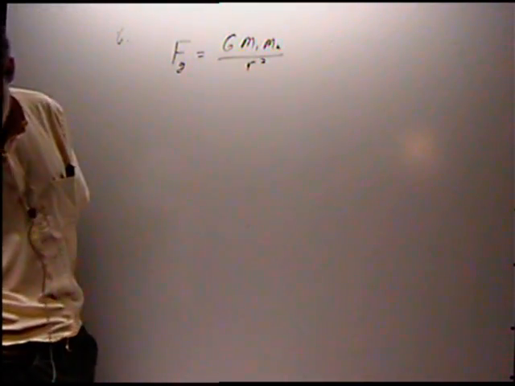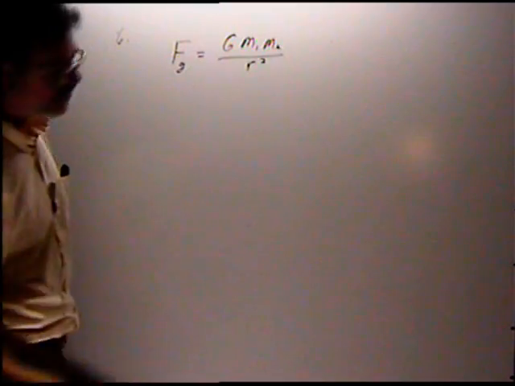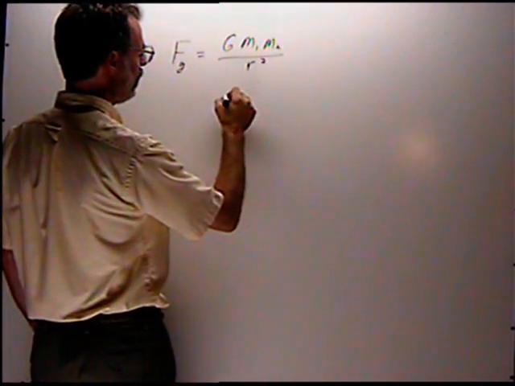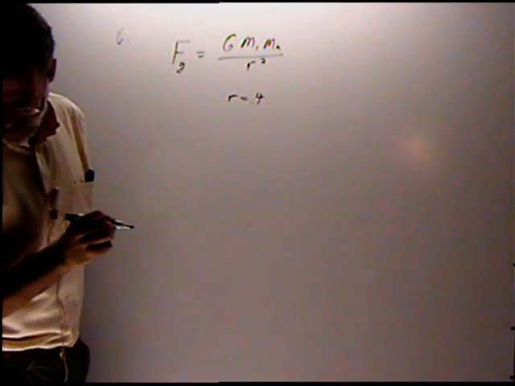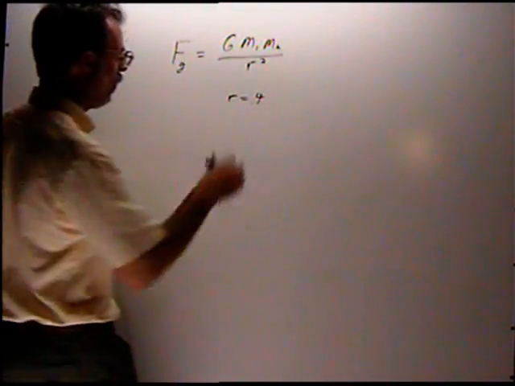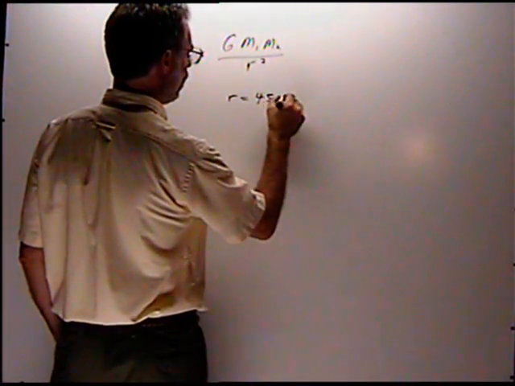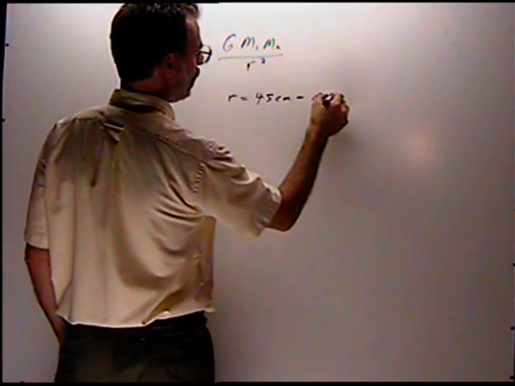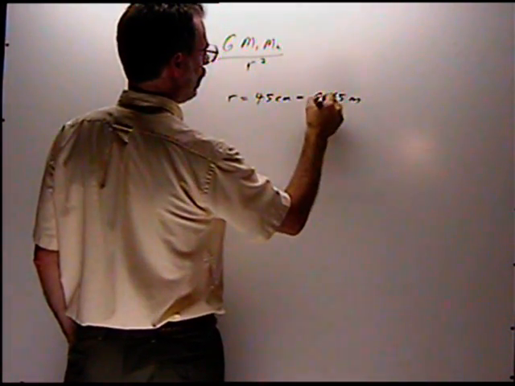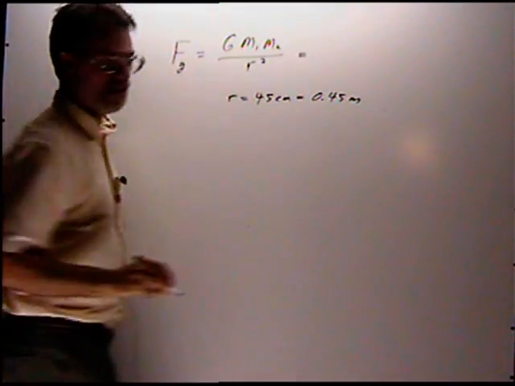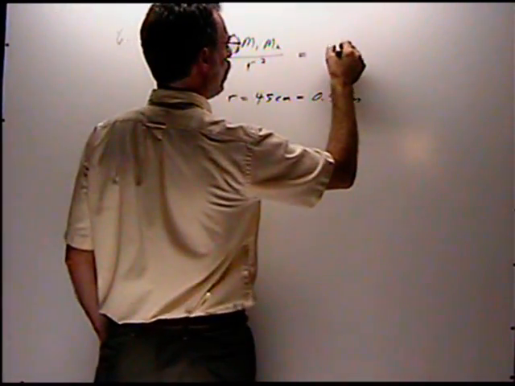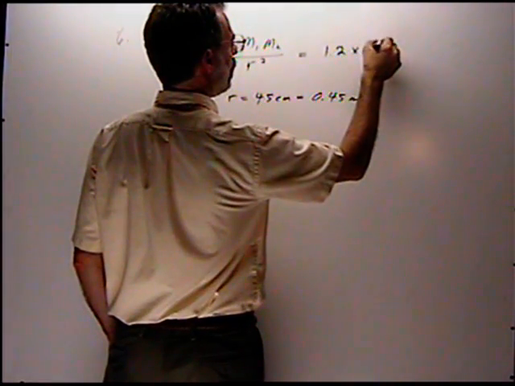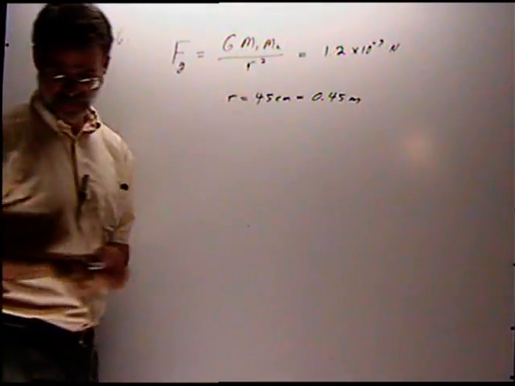Remember, everything has to be in MKS units, metric units. So when they say R is 45 centimeters, we have to convert that to meters. So remember to convert everything to meters, and the answer should be something like 1.2 times 10 to the minus 7 newtons.